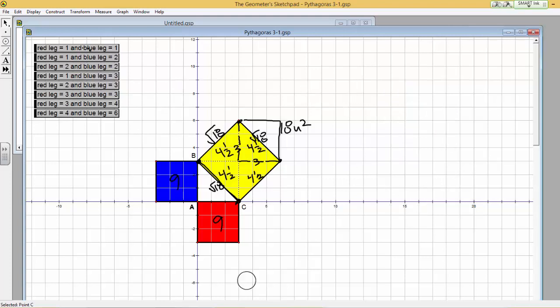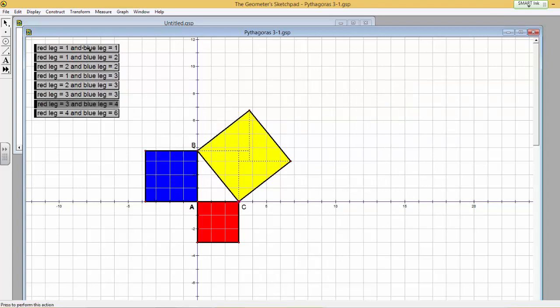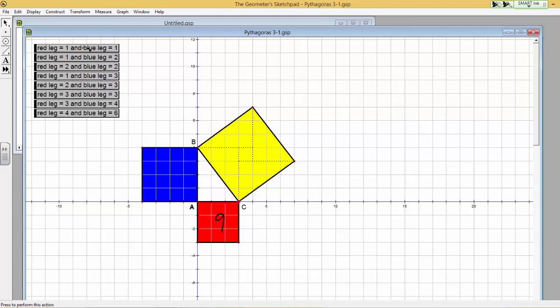This is so doable. You can do this. We've got 2 more. Red 3, blue 4. A 3 by 3 is 9. You can either count up the squares in the blue, or you can do a 4 by 4, which is 16. Here goes the yellow.